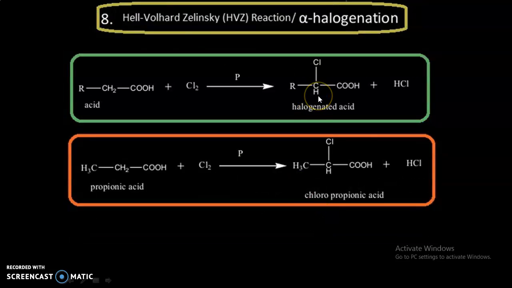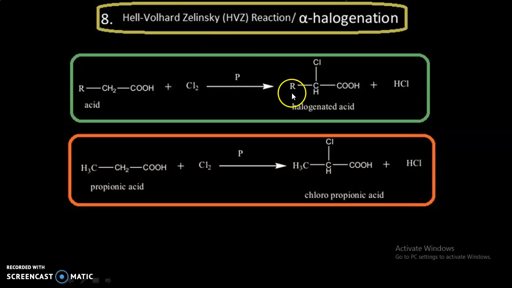Next reaction, the HVZ reaction. This is also called the Hell-Volhard-Zelinsky reaction, or alpha halogenation reaction. The statement of the reaction is as follows: when a carboxylic acid that contains alpha hydrogen is treated with chlorine or bromine in the presence of phosphorus, the alpha hydrogen atom is replaced by a chlorine or bromine atom. This reaction is known as the Hell-Volhard-Zelinsky or HVZ reaction.